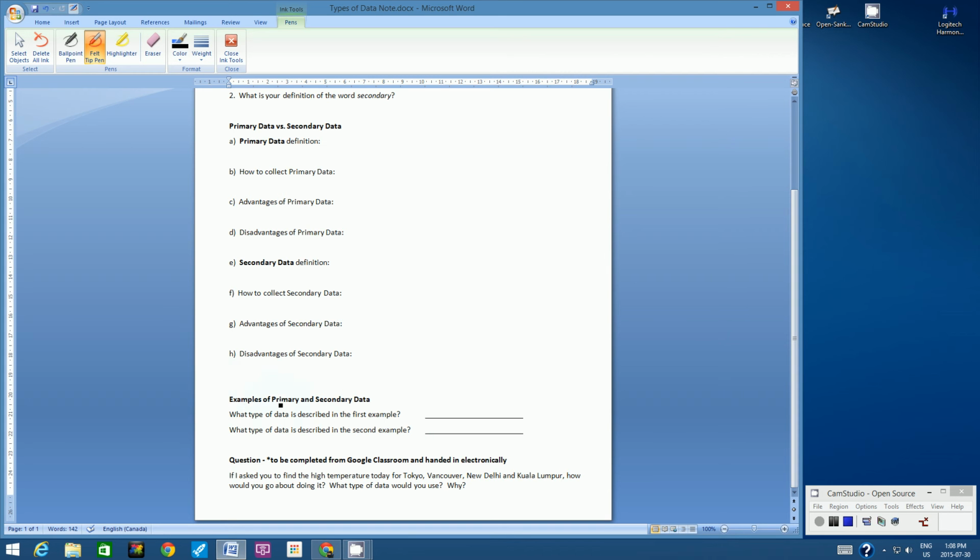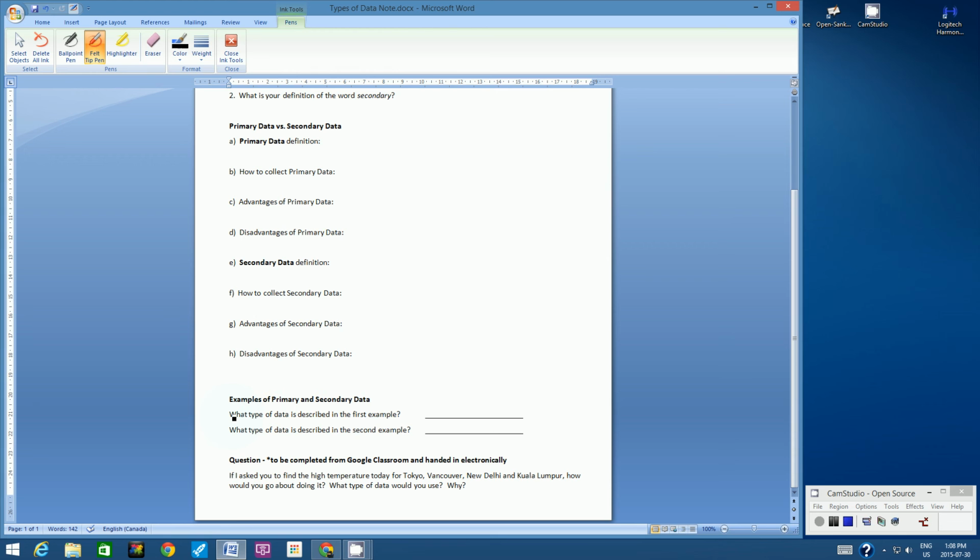So the next section, examples of primary and secondary data. I'm going to read you two different examples, and then I want you to determine or decide whether it is primary or secondary data. Okay? So are you ready for the first example? Now again, I'm going to read it once, and if you need me to read it again, just rewind it back a few seconds.